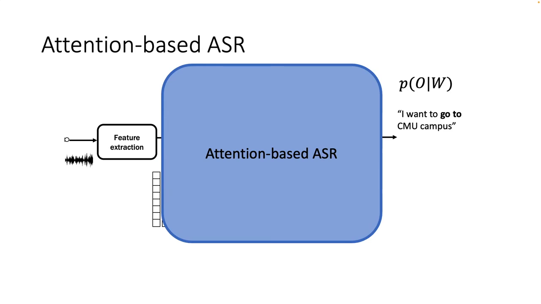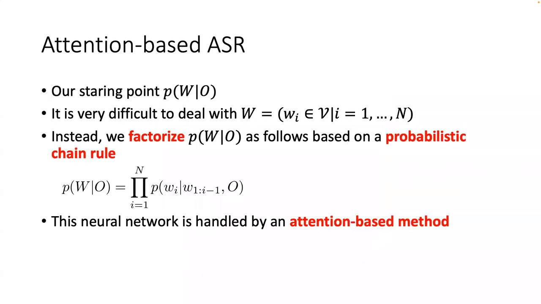Not only for the attention-based ASR, but anyway, the end-to-end approach tries to directly solve the probability of W given O that I mentioned before. Always starting from this one, by the way. However, this is very difficult, even with an attention-based neural network. This part should have more treatment, because the output is very complicated. The output is a sequence, which means it has many possible variations, and it is not easy to deal with the sequence directly.